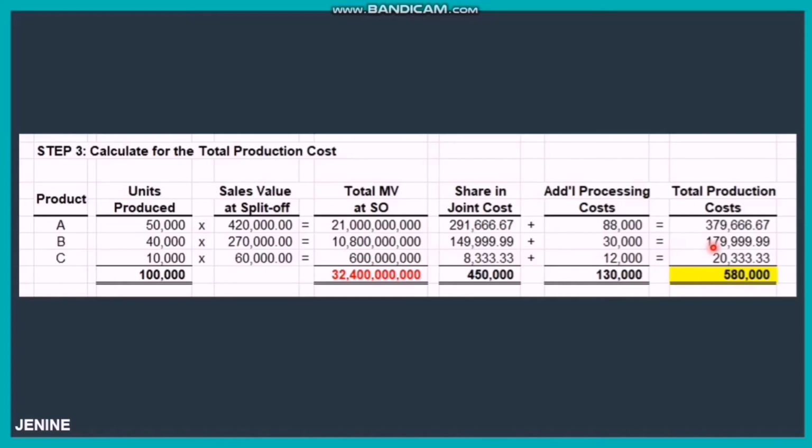179,999 and 99 centavos. And last, product C, share and joint cost of 8,333 and 33 centavos plus 12,000 additional processing costs is equal to 20,333 and 33 centavos. Add natin tong lahat to compute for the total production cost of the products. So, ayun. This will give you 580,000 pesos.